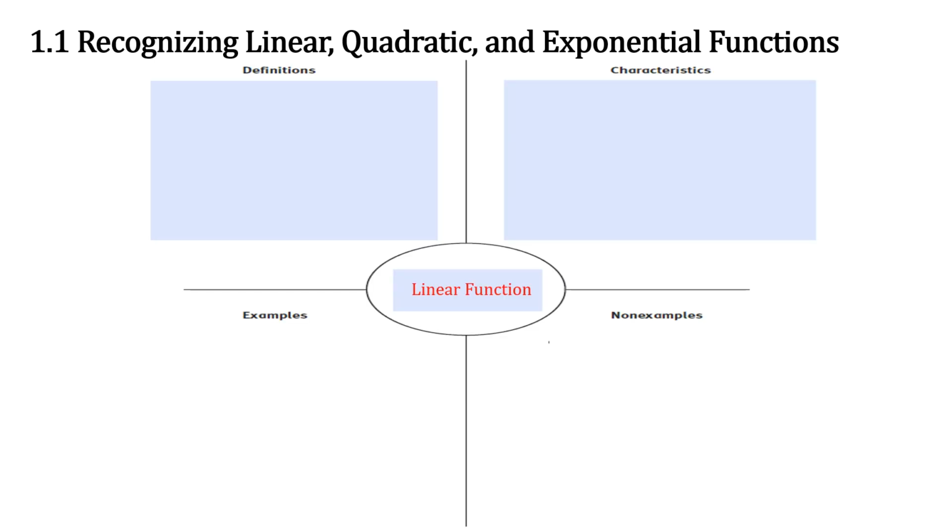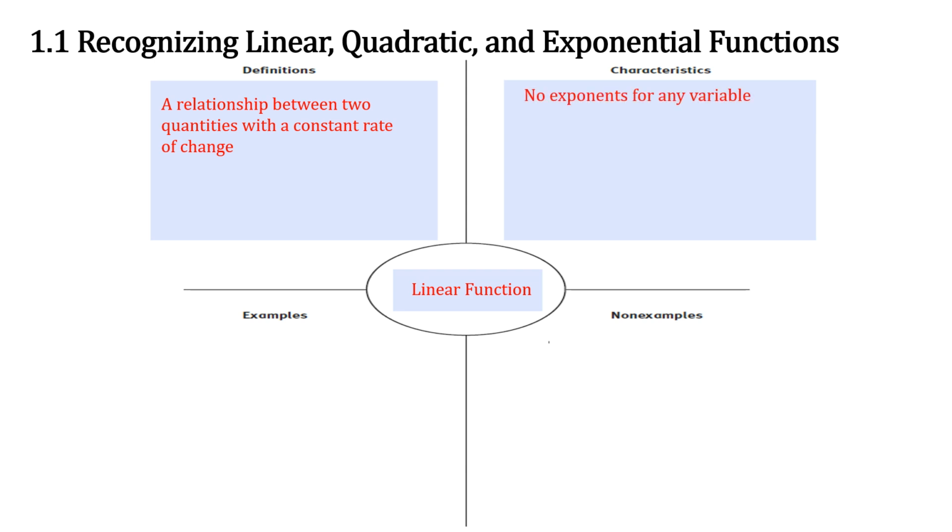Okay, so let's start by defining a linear function. The fancy math definition is a relationship between two quantities with a constant rate of change. Obviously you can look at graphs and see this, but we'll see this in a table in a second. Characteristics: the big one is there are no exponents for any variable. If there's no exponents for any variable, then we've just got a linear. You usually just have the one variable.